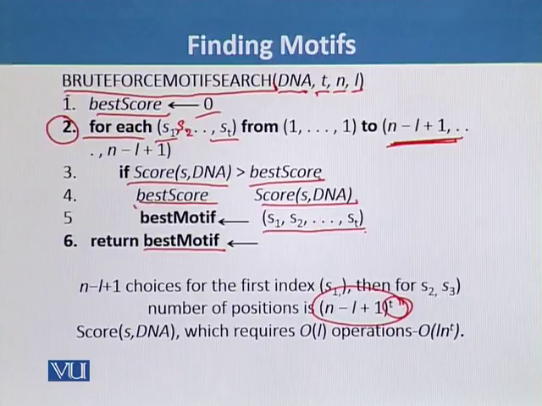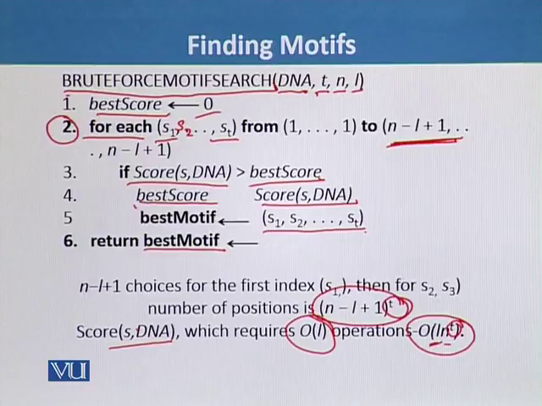For each such starting point, the algorithm calculates the DNA score, which requires big O of L operations. And we also know that the overall complexity of the algorithm is evaluated to be big O of L times n raised to the power t. And we know that L is the size of DNA, n is the size of the motif, and t is the number of DNA sequences.